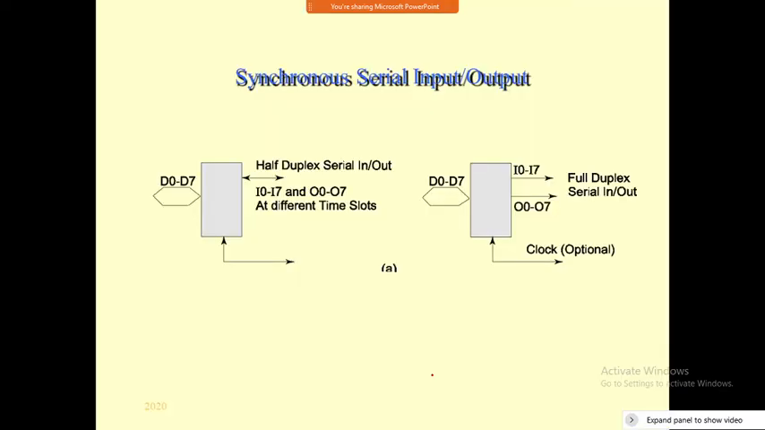Next, we'll move to the synchronous serial input output. Input output means this port is going to act as both an input as well as an output. It is a combination of the previous synchronous serial input as well as the synchronous serial output. It is going to receive the data as well as send the data in a synchronous manner.